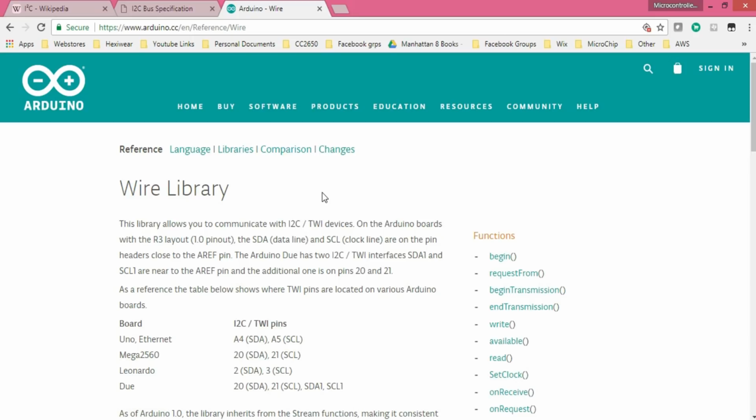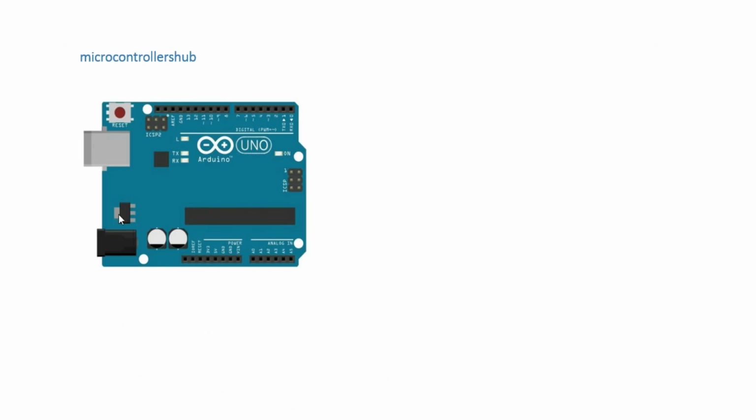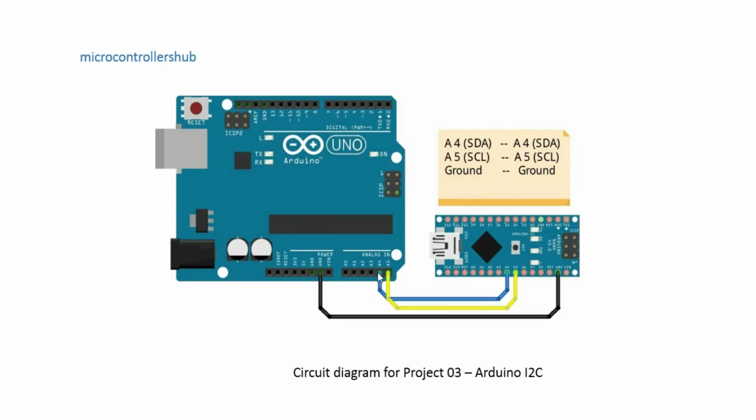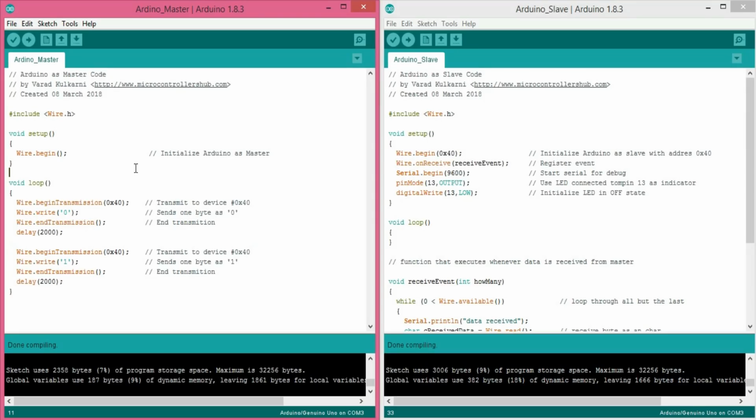Now let's move on to hardware connection. We will use Arduino Uno as I2C master and Arduino Nano as I2C slave for the demonstration. For Arduino Uno, A4 pin is SDA and A5 is SCL. Connect A4 and A5 pins of Arduino Uno to Arduino Nano. Also make sure ground pins are connected. That's it. Now it's time for the software part.